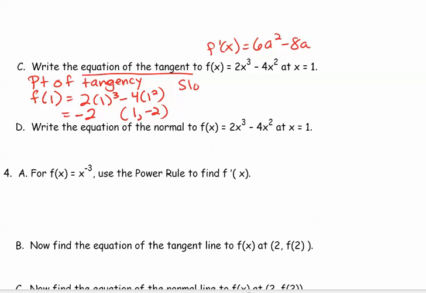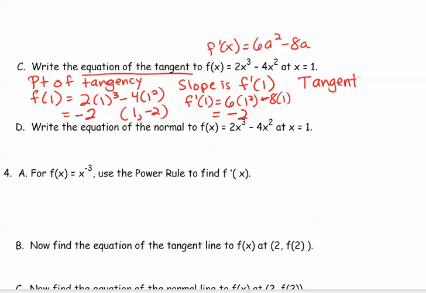And the slope of the tangent is simply f prime at 1. So we use our new f prime formula. F prime at 1 would be 6 times 1 squared minus 8 times 1. And that, by coincidence only, is also negative 2. That's the slope of our tangent. So the equation of our tangent is as simple now as point slope formula.